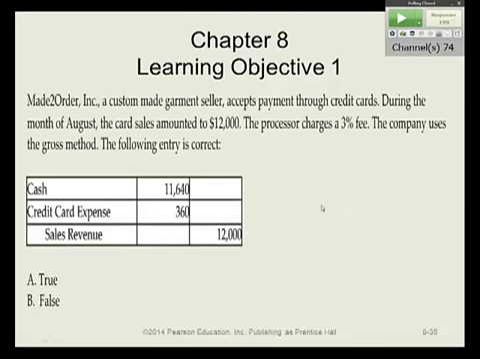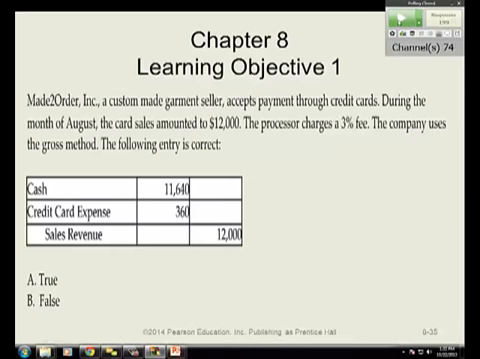Okay. All right, so here's the one. Let's see if you can figure this one out. Made to order. A custom garment seller accepts payment through credit cards. It's a third-party vendor, and credit sales are $12,000. The processing fee is 3%, and we want to know if the entry that you see there is correct for the gross method.